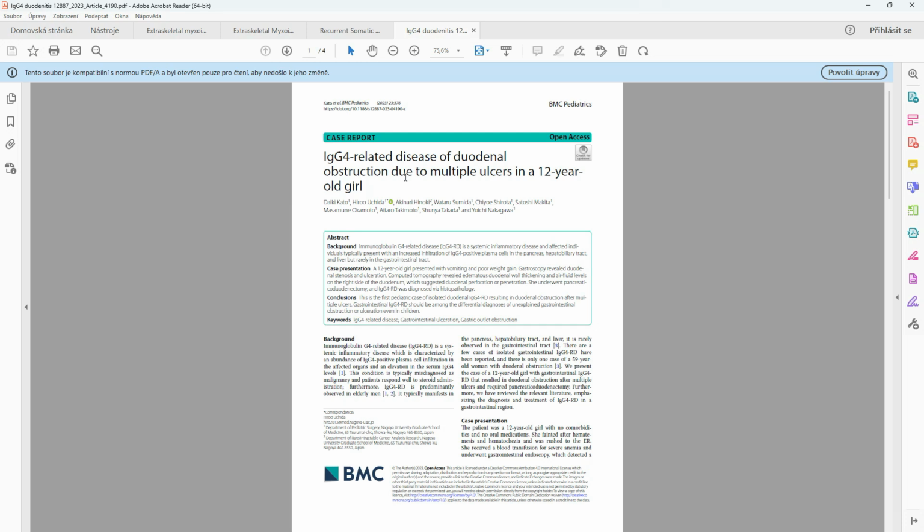So the summary of the case is we cannot really reliably do the diagnosis of IgG4 related disease in GIT because there are no strict criteria, and we have to rely on other findings on clinical picture and serology as well.